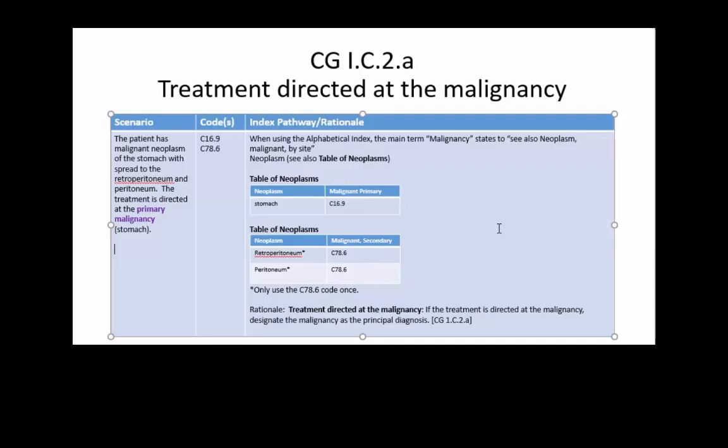But in this case, this patient has stomach cancer primary that has spread, which is spread to the retroperitoneum and the peritoneum. So you see that in the table of neoplasms, I'm in the malignant primary column to find the code for the stomach cancer. And then I'm in the malignant secondary column to find the codes for retroperitoneum and peritoneum. Now, because those two, retroperitoneum and peritoneum, have the same code, you're only going to use that code once. All of that just to say, and we'll give you an example of a guideline when the treatment is directed at the primary malignancy.